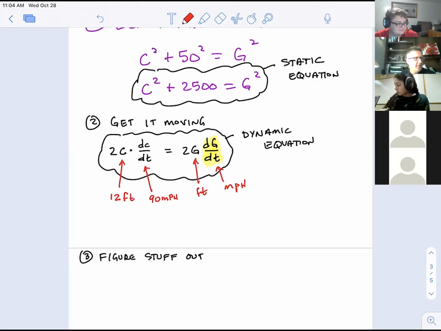But in order to solve for miles per hour, don't we have to know what g is? How are we going to know what g is? Go back to your static equation. So we do need this equation. We do need to stick 12 into this to get g. So if I put 12 in there, what does g give me? The square root of 12 squared plus 2,500 is approximately 51.4. So I put 12 into this, I get out approximately 51.4 feet. And so I can plug that in to this equation.